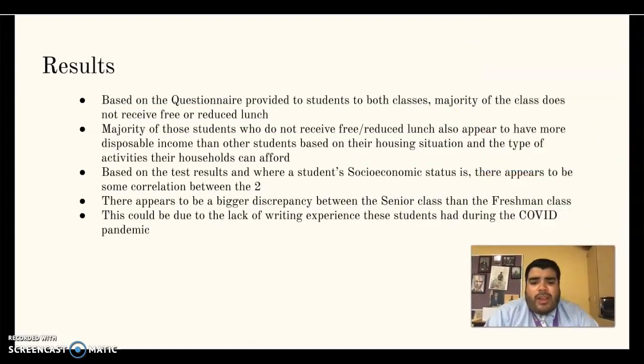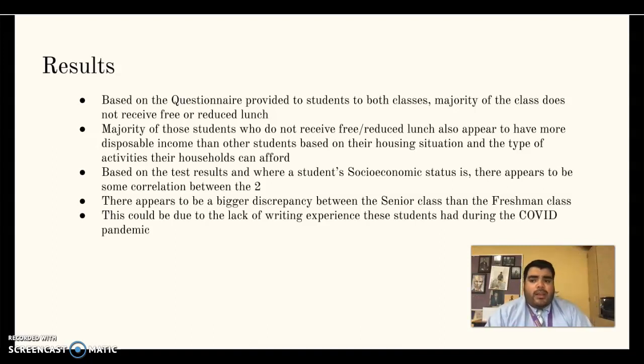So based on the questionnaire provided to students in both classes, the majority of the class does not receive free or reduced lunch, as I explained before. The majority of the students who did not receive free or reduced lunch also appear to have more disposable income than other students, based on their housing situation and the type of activities their household can afford. So based on the test results and where a student's socioeconomic status is, there appears to be some correlation between the two.